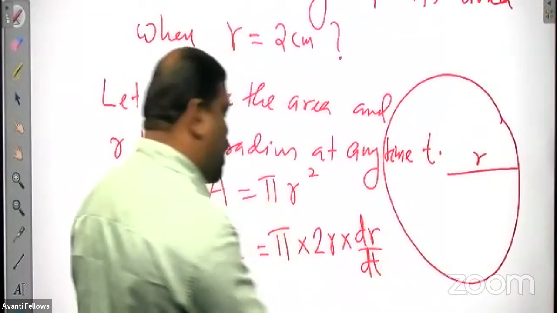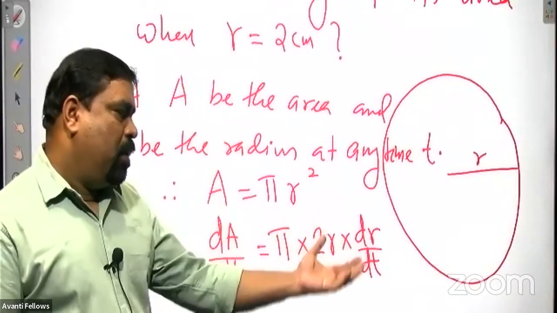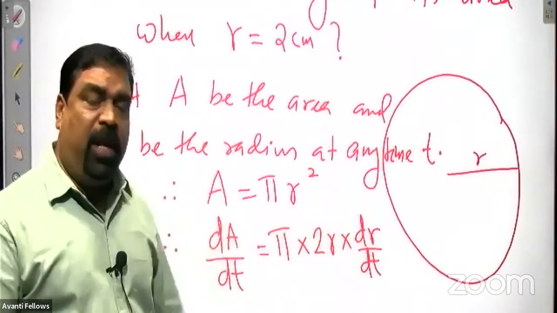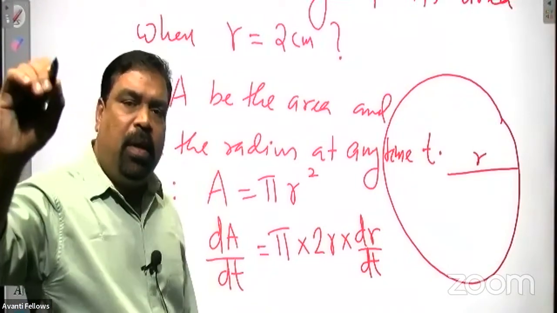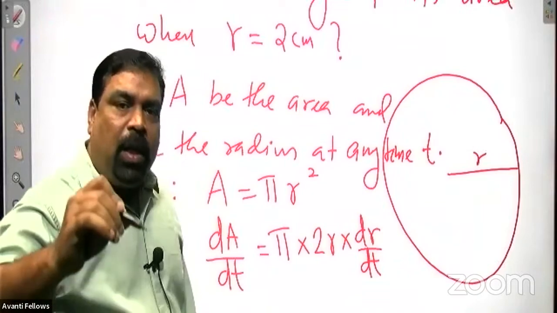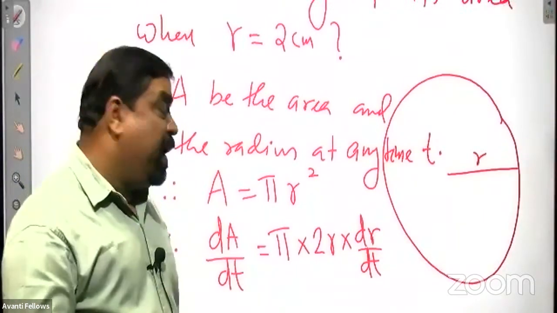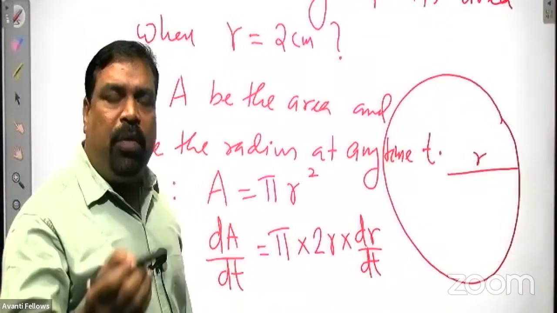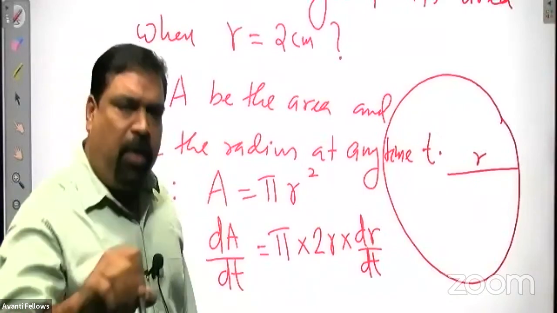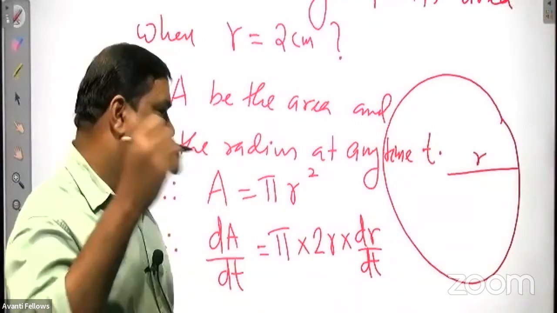Yesterday, I have explained why we are writing dr by dt. Now d by dx of y square, remember, is 2y into dy by dx. Like that only. d by dt of r square is 2r into the derivative of r with respect to t. We have to multiply. Okay, 2r into dr by dt.